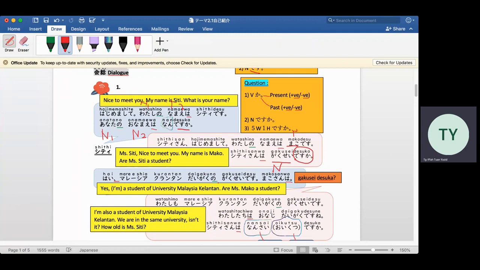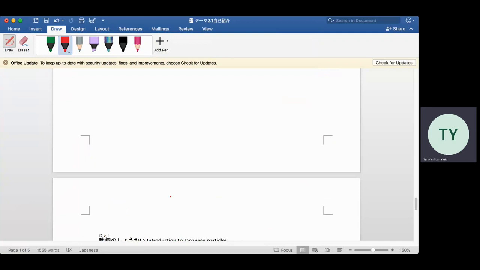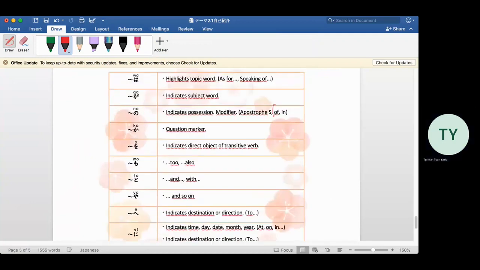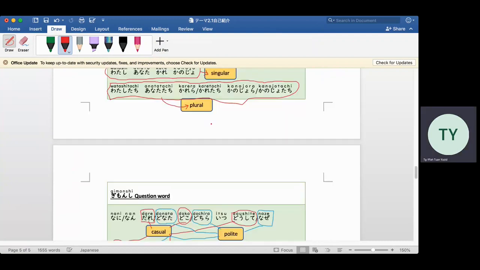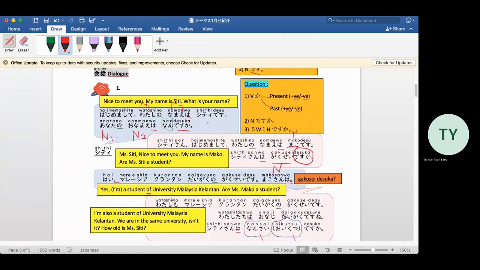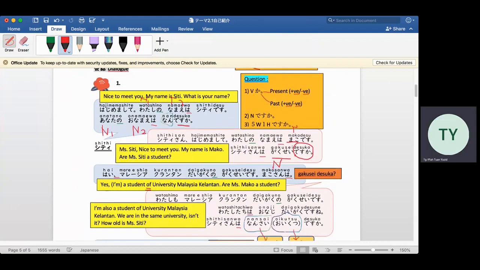Okay, look at here. The particle no is, I can say here, "of". Possession, of. So: I'm a student of University Malaysia Kelantan. Gakusei is student, no is of, Malaysia Kelantan University. Again, the I is omitted. If you want to spell it out, it should be watashi wa. Hai, watashi wa Malaysia Kelantan Daigaku no gakusei. It's omitted because it was spoken before.